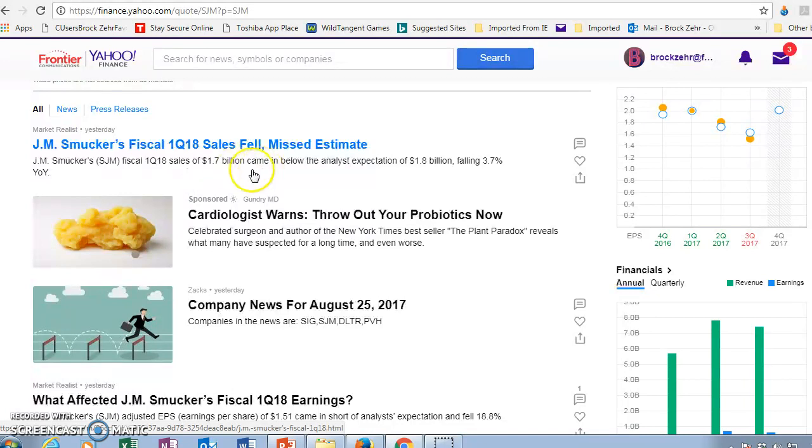So oftentimes, if a stock is moving around, the price is moving around dramatically, you want to check and see what's going on in the news. Plus, oftentimes there's news about new product developments, acquisitions, divestitures, changes in management, and a lot of good news out here for your particular company.